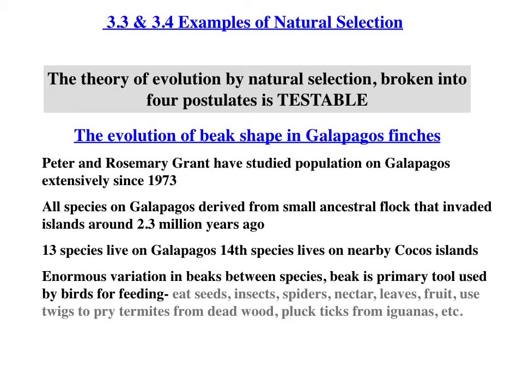And so in the book, in the fifth edition at least, they've added a little bit. In the fourth edition, they had an example of natural selection, which we're going to talk about, the Galapagos finches. But they've also added 3.3, which is about snapdragons, kind of doing the same thing that we're going to do here.